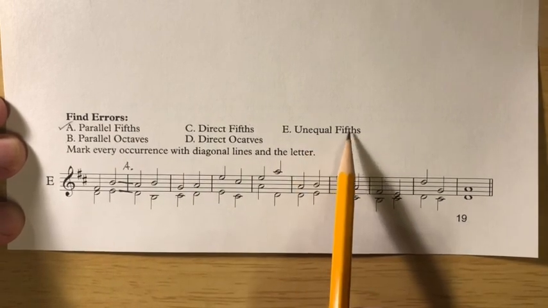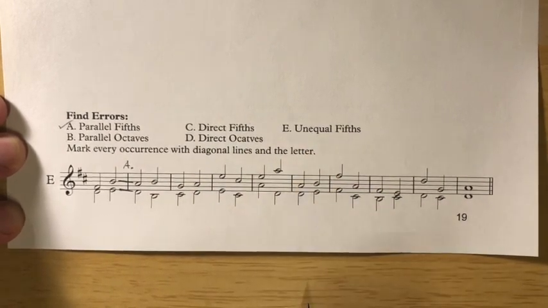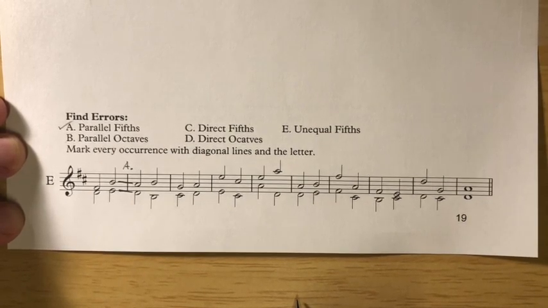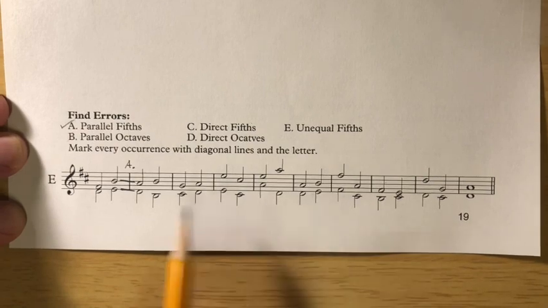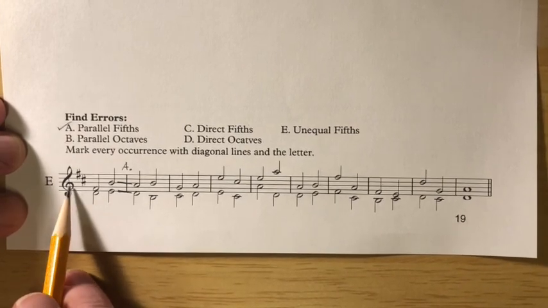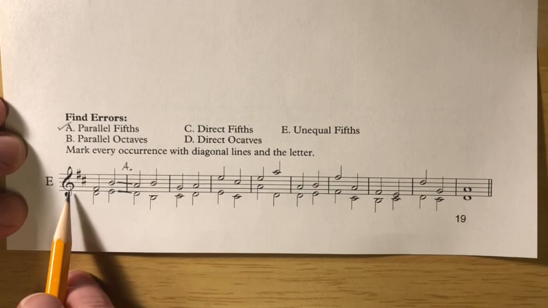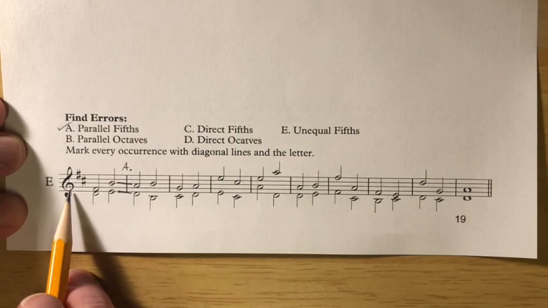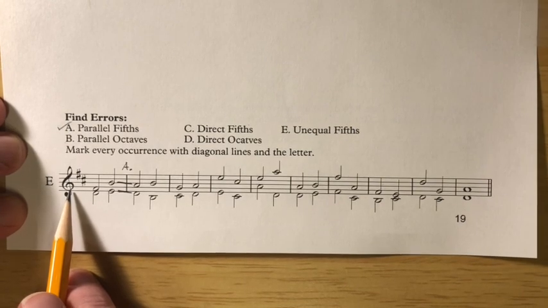Unequal fifths, remember, means motion from a diminished fifth to a perfect fifth. And there's only one spot in the scale where you're going to be able to get a diminished fifth. So that means the leading tone is going to have to be in the bass. So it's going to be somewhere where you find a C sharp in the lower voice.